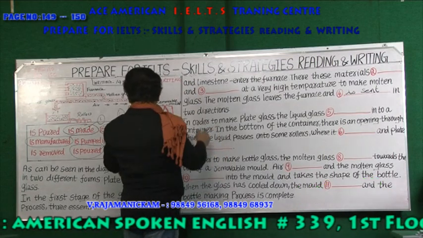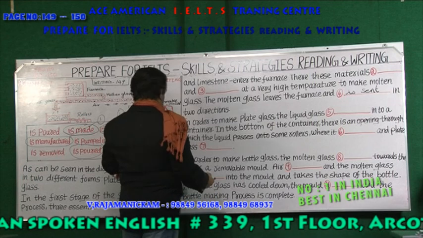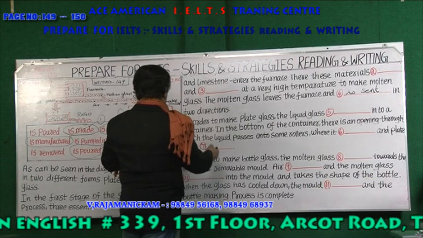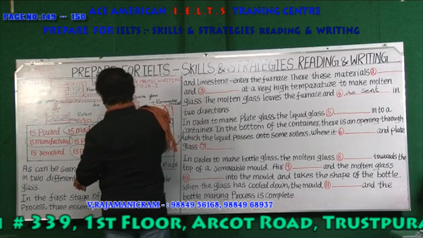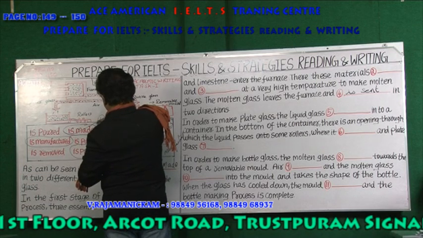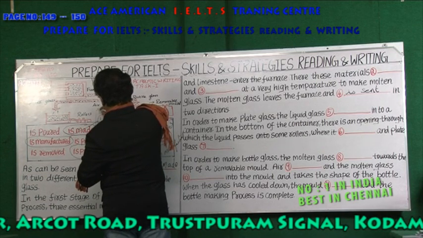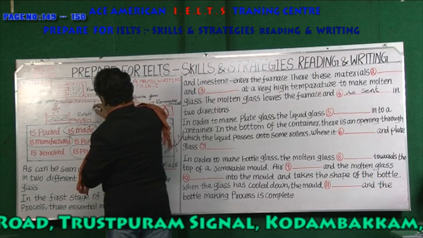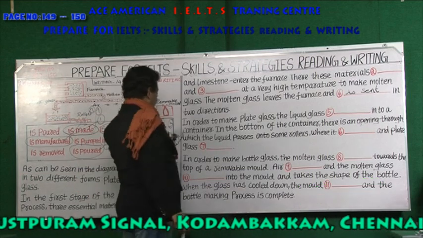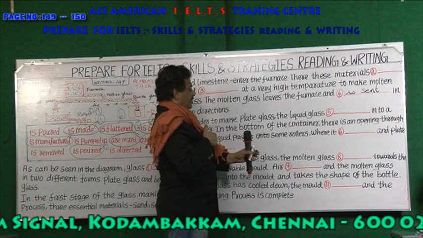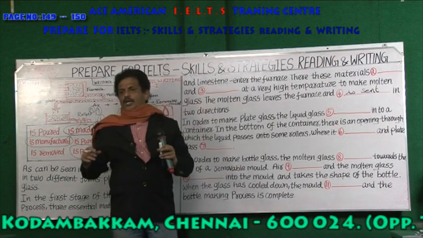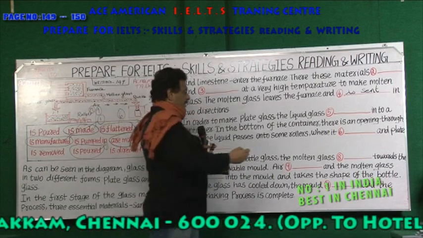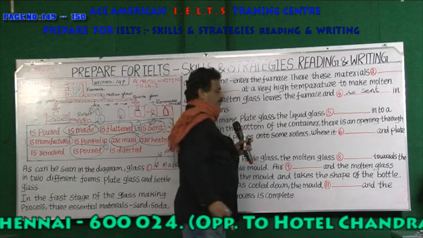Is flattened and plate glass is made or is manufactured. You can use either "is made" or "is manufactured." So, number 7. So it comes for both, 7. Next, in order to make bottle glass, now we have finished plate glass. Now we are going on to bottle glass. The molten glass, 8. What is that here?